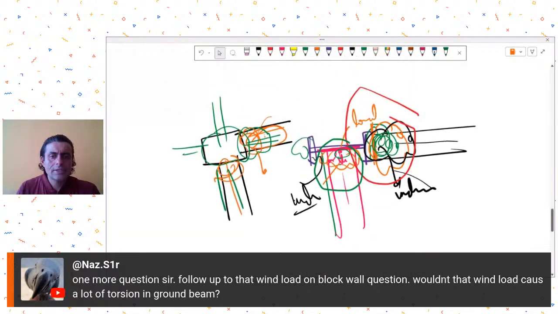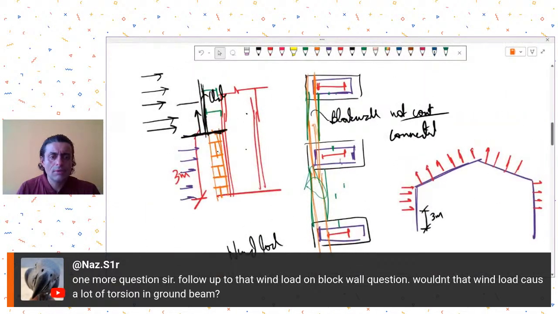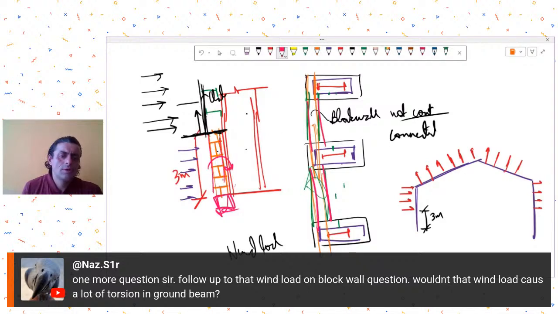Mr. or Miss, I don't know, Naz is asking, wouldn't that wind load cause a lot of torsion in the ground beam? Yeah, technically it would, because those beams are connected to your pedestals. You could do an exercise and find out, due to this wind load, how much torsion is getting generated in the beams, and how much of that magnitude is coming.